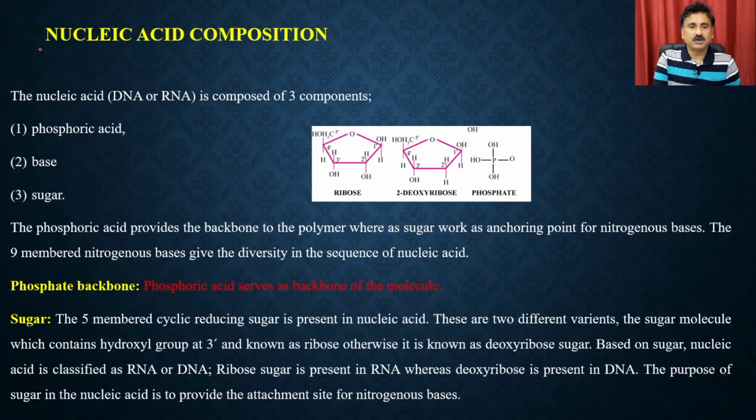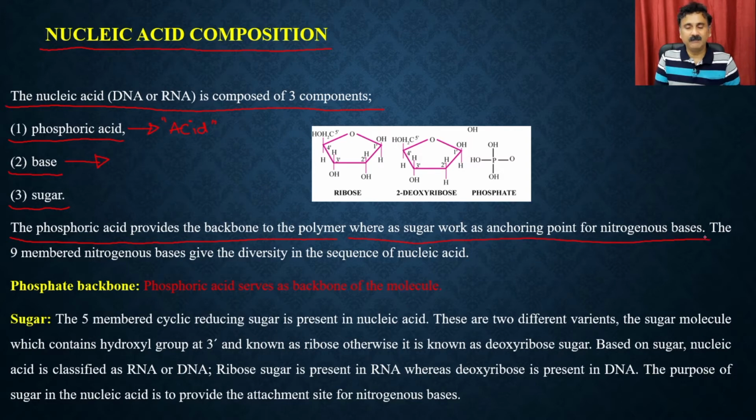So what is the composition of the nucleic acids? Nucleic acid is composed of three components. You have the phosphoric acid, and because of that the nucleic acid has acid-like properties, right? Then you also require the nitrogenous base, and then you also require the sugar. The phosphoric acid provides the backbone to the polymer, whereas the sugar works as the anchoring point for the nitrogenous base. The nitrogenous base gives the diversity in the sequence of the nucleic acids.